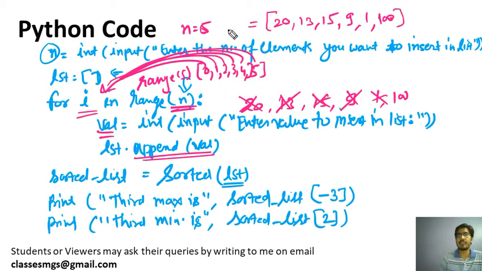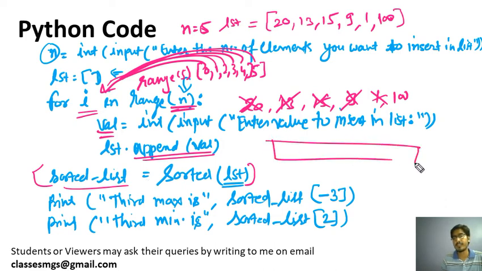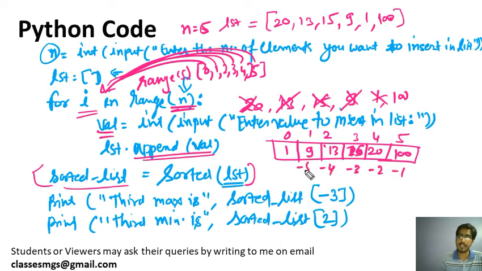Now the list will have these values at this moment. Now what we need to do is call this method. This method will sort in ascending order and return a sorted list. So 1 will be here, then 9, then 13, then 15, then 20, and then 100. So now you know the indexes 0 1 2 3 4 5. This is the positive index. And -1 -2 -3 -4 -5 -6.